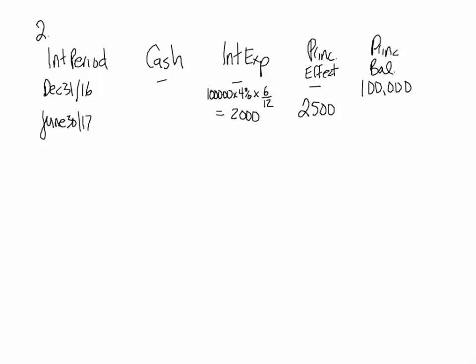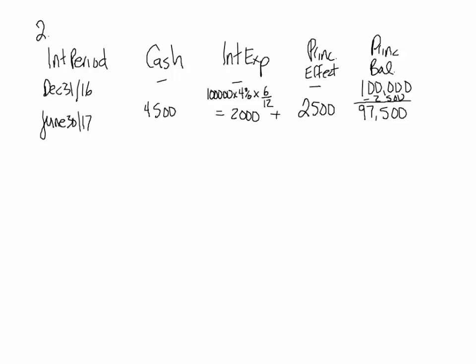So now, how much cash will we have to hand over to the bank at June 30th, 2017? And the answer is, we have to hand back $4,500. What will be the impact on the principal balance after the payment is made? Well, the principal balance is going to be this $100,000 minus the $2,500 that's going to go down. So it's actually going to be at $97,500.